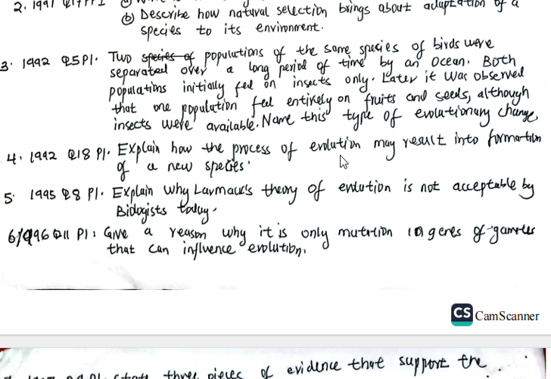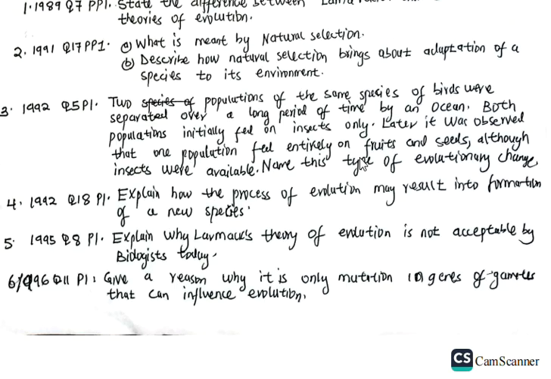Explain why Lamarck's theory of evolution is not accepted by biologists today. Give a reason why it is only mutation in genes of gametes that can influence evolution. We have those past KCSE questions which are useful for revision.